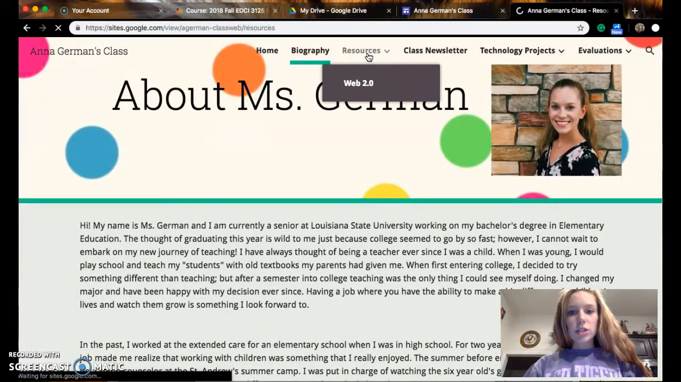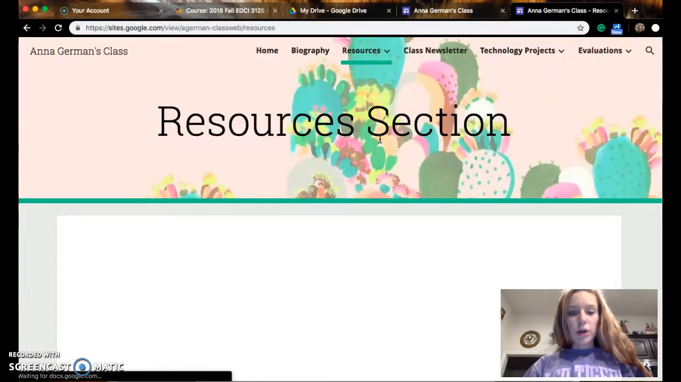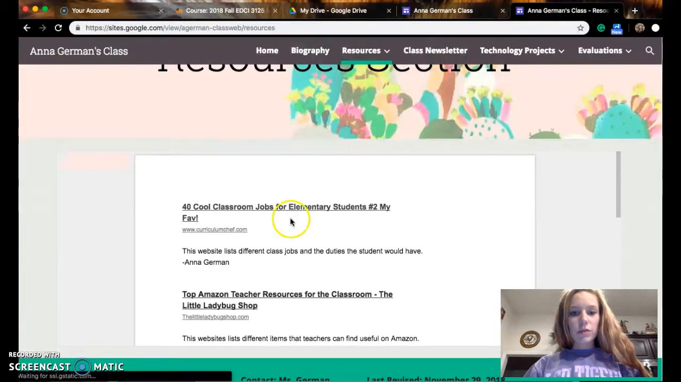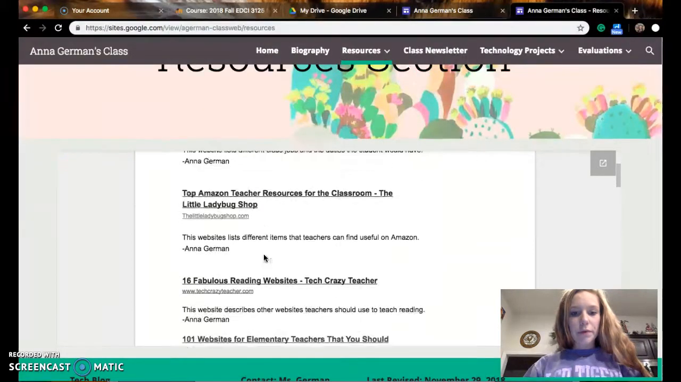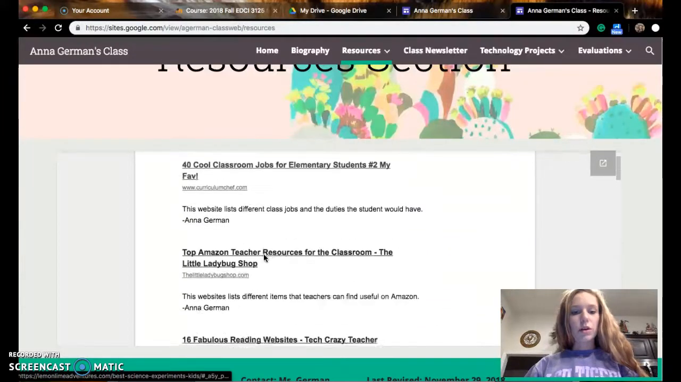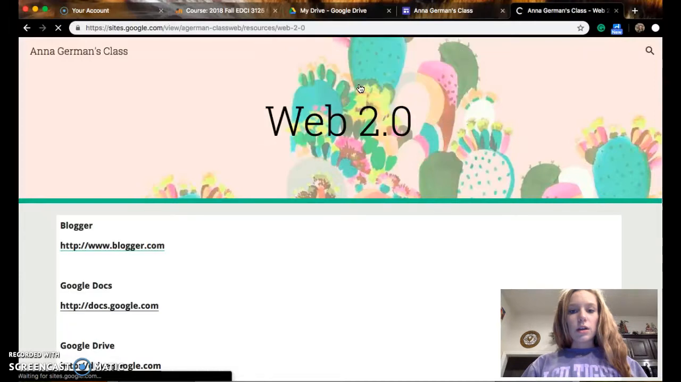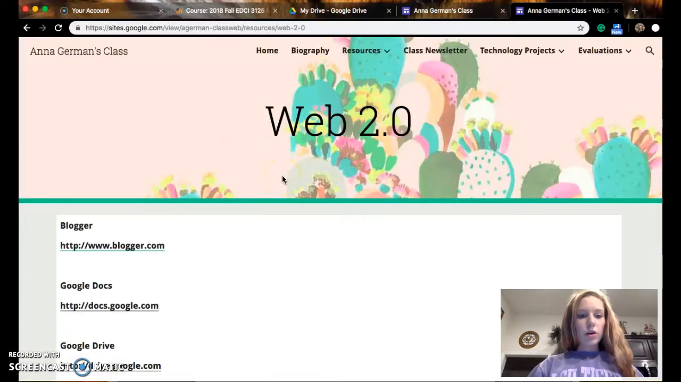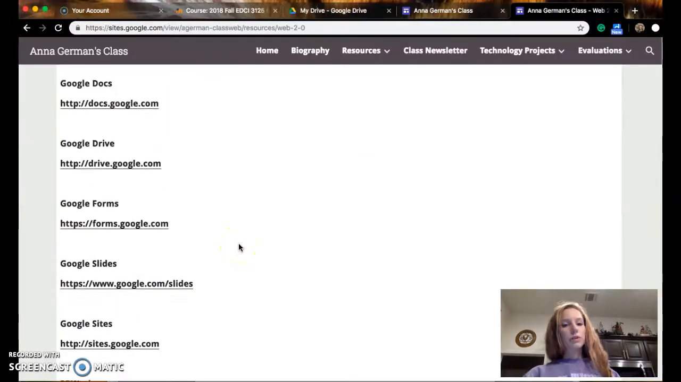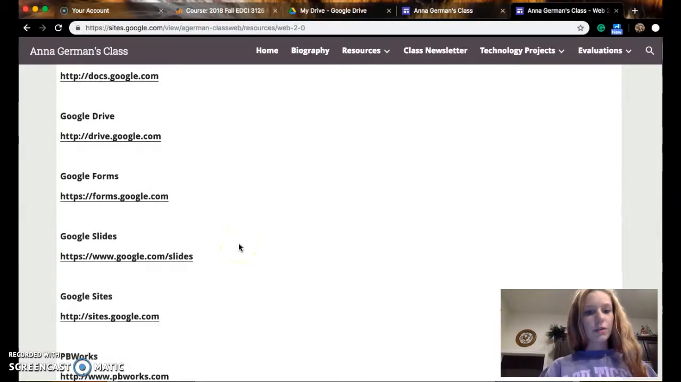The next page is the resources section, where it's just a list of different resources that are helpful with education in general and other specific things related to education. Then I have my Web 2.0, which are different resources we use throughout the semester, and links to those.